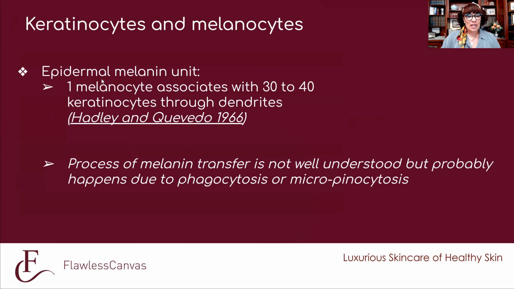It has been shown that in an epidermal unit, one melanocyte is in close association with between 30 and 40 keratinocytes through these dendrites. This is very awesome because when you look at the amount of melanocytes that you have in your skin, you don't have that many. But this cytosolic extension can touch 30 to 40 keratinocytes and transfer melanin to 30 to 40 keratinocytes. The process of melanin transfer is not very well understood.